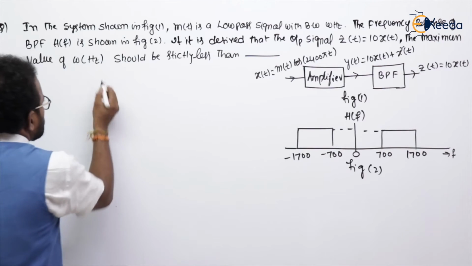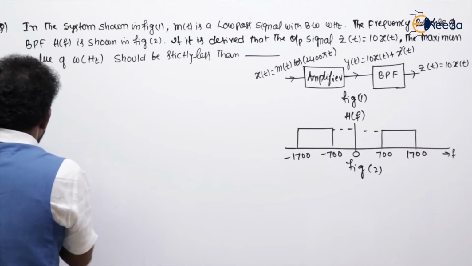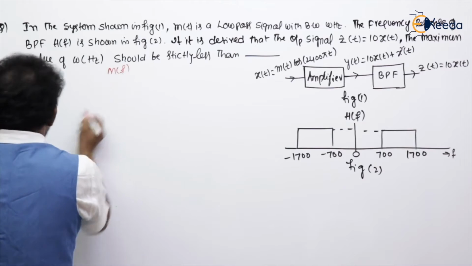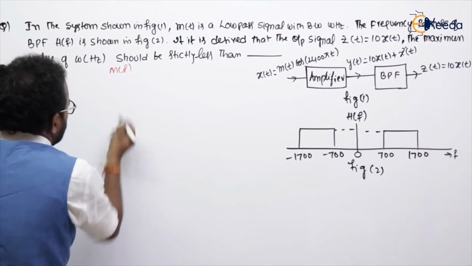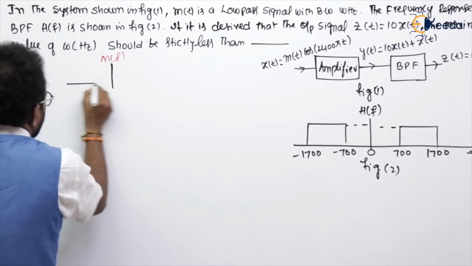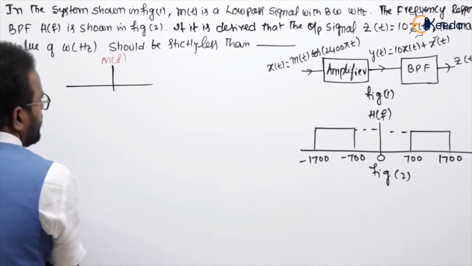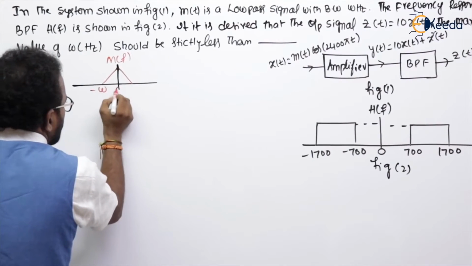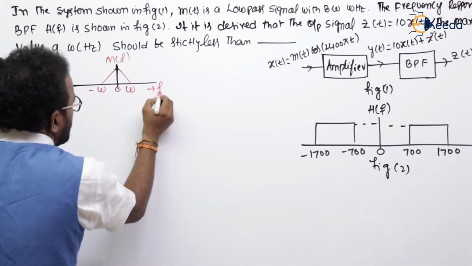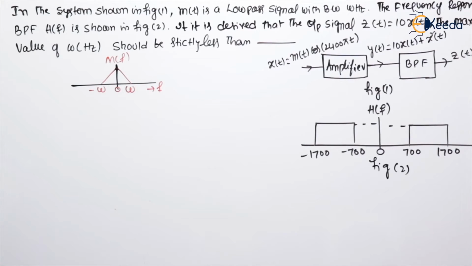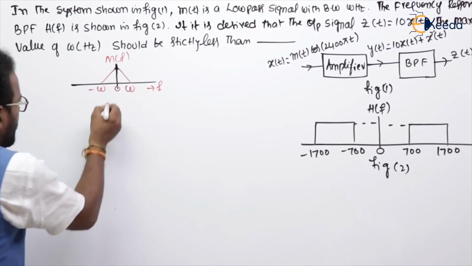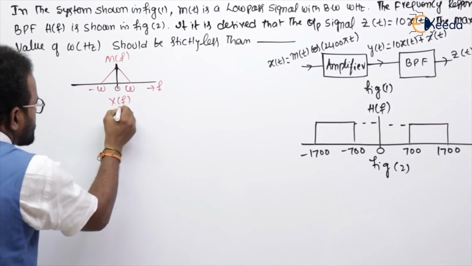First draw the spectrum of m of t. Spectrum of m of t, let's call it M of f. I am taking some triangular shape, any shape you can take, and here the bandwidth of M of f is limited to omega. If you are not interested in the triangular shape, you can take any other shape, student. And what is the input we are giving to the amplifier? x of t. Can you draw the x of f characteristics?